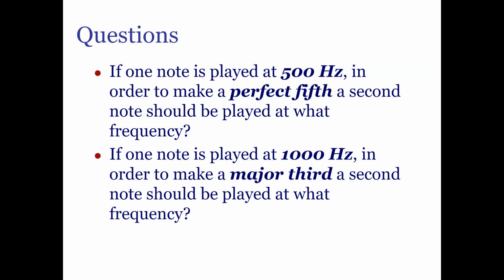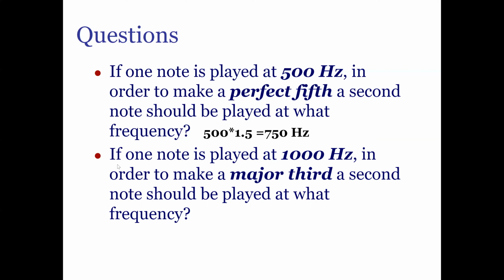So if we look at this, what we'll have is 500 hertz is our low note, and for a perfect fifth, going up, our frequency interval is 1.5. So multiplying that together, we get 750 hertz. So 500 and 750, that gives you a perfect fifth.